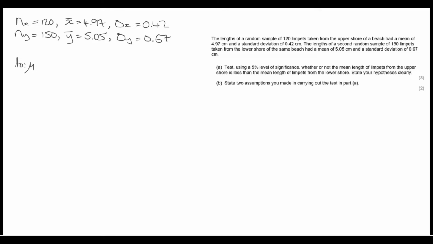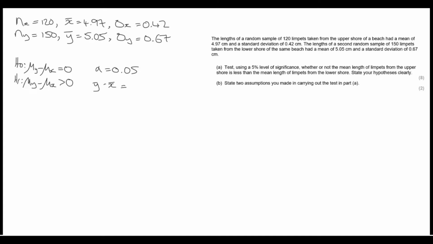The null hypothesis, the means are equal to each other, or we can say that mu y minus mu x is going to equal 0. The alternative hypothesis, mu y is greater than mu x, or mu y minus mu x is greater than 0. We're doing a 5% level of significance. And actually, just right here, I'm just going to calculate y bar minus x bar. So this is our test statistic.